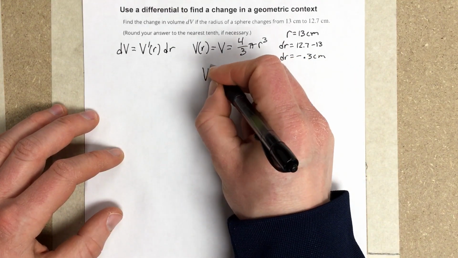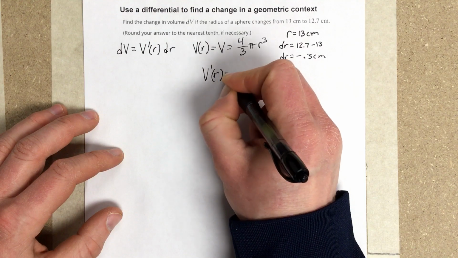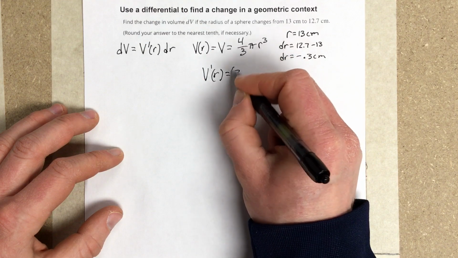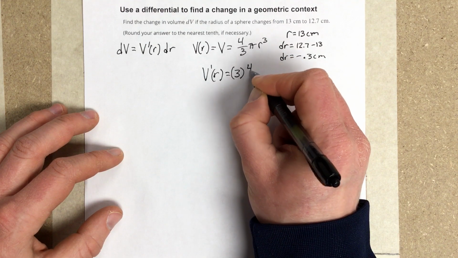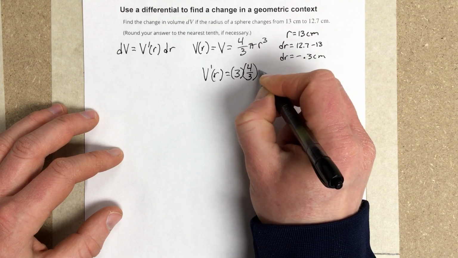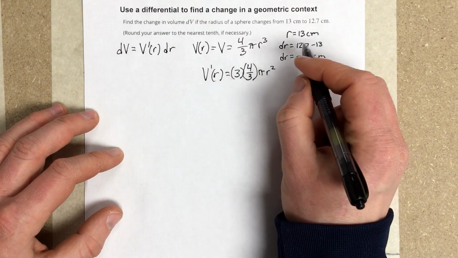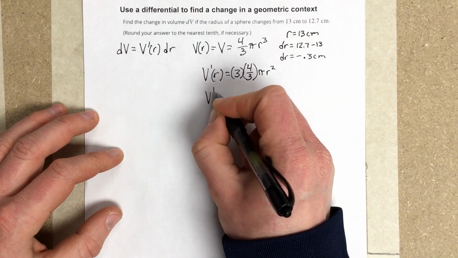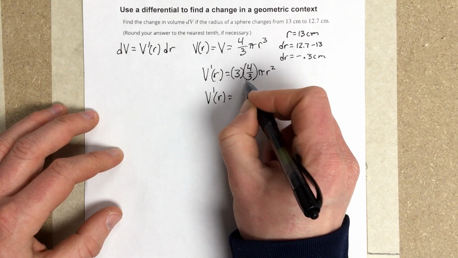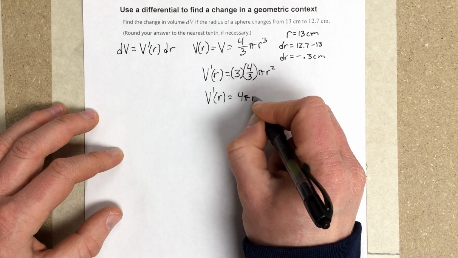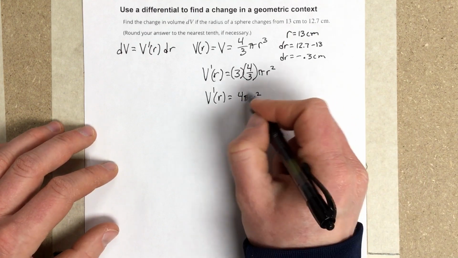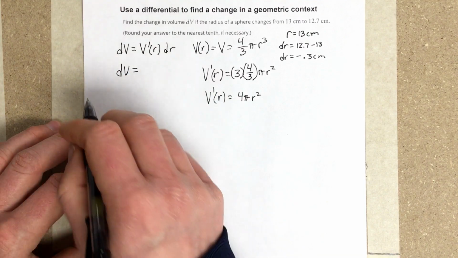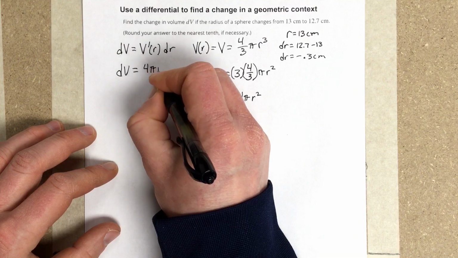So when I do that, V prime of r is going to equal, bring the 3 to the front, I'd get 3 times 4/3 pi r squared. And then when I multiply this out, I end up with V prime of r equal to, the 3's cancel, I'm left with 4 pi r squared. Now I'm going to plug this into the formula we've been using. So I have dV is equal to 4 pi r squared dr.